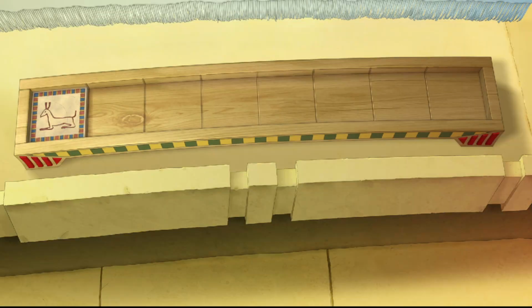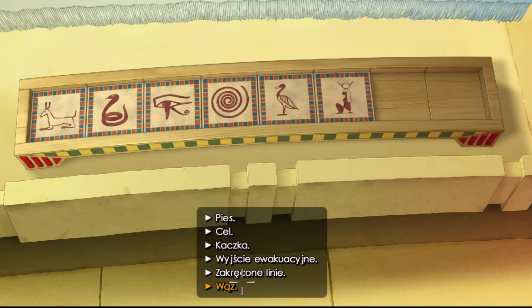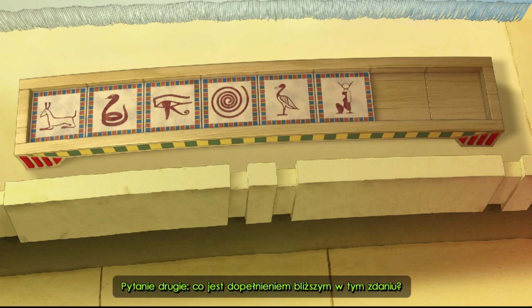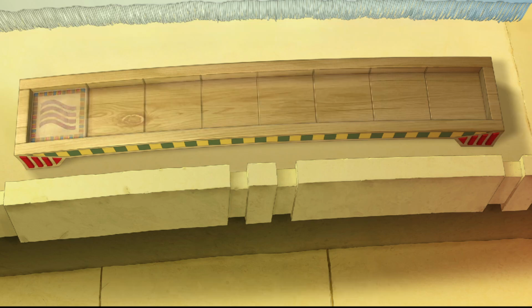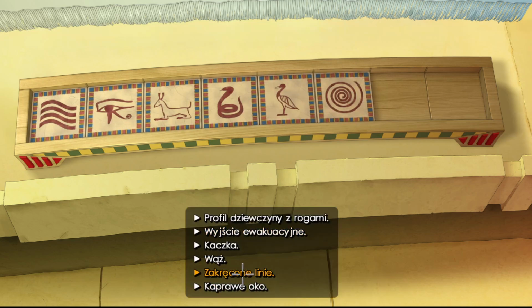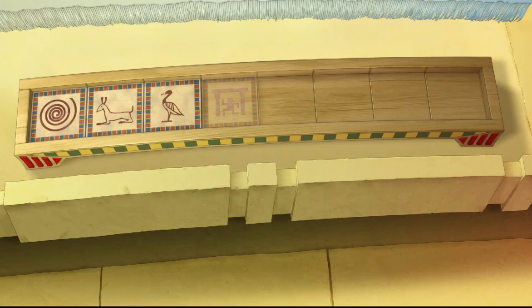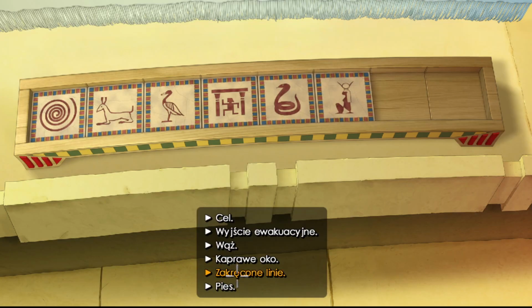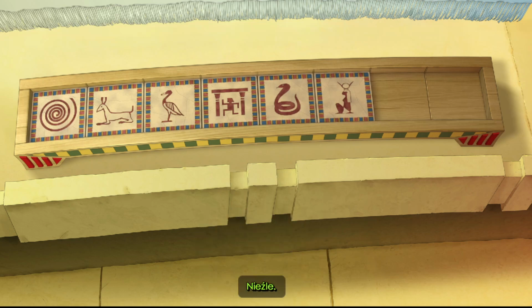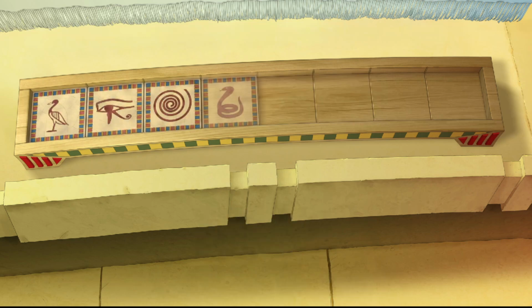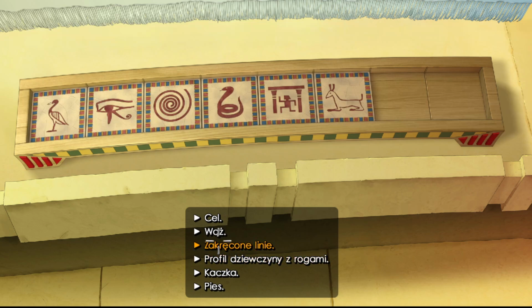First question. Orzeczenie to jest. Not bad. Second question. What is the direct object of the following phrase? Get out! Not bad. Second. Cel. Cel już był.